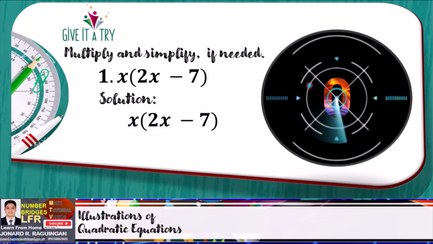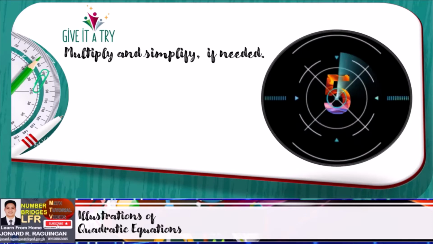Let's simplify. We are going to multiply the monomial to each term of the binomial, applying the distributive property. We have x times 2x is 2x squared. x times negative 7 is negative 7x. Did you get the same answer? Very good! Number 2. The quantity of x plus 5 times the quantity of x plus 9. Your time starts now.